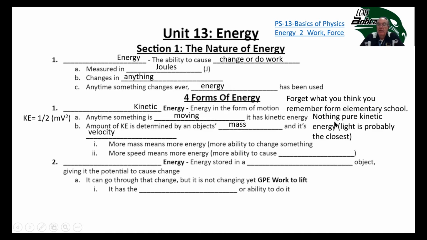Now, when we said that nothing is pure kinetic energy, when Einstein was trying to think about the total energy in an object, not just its potential energy, but all of the energy related to it, he basically was working with this equation, kinetic energy equals 1/2 the mass times the velocity squared.